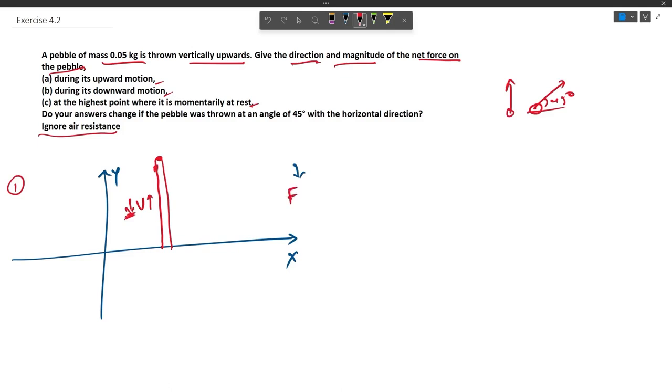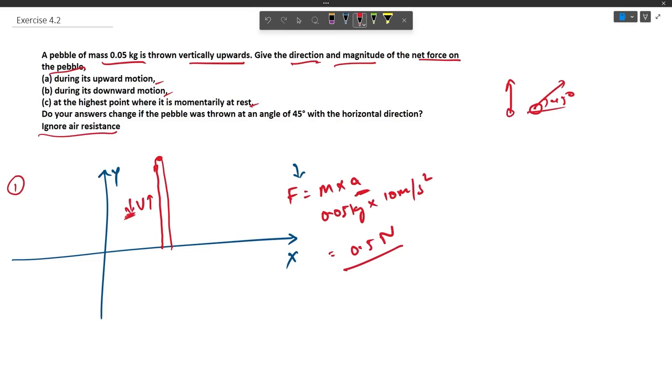The expression for force of gravity would be mass times acceleration, which is g. So mass is 0.05 kg, and let us assume the acceleration of gravity to be 10 meter per second square. So its force would be 0.5 Newton. This force is always acting in the downward direction irrespective of the position of the body.